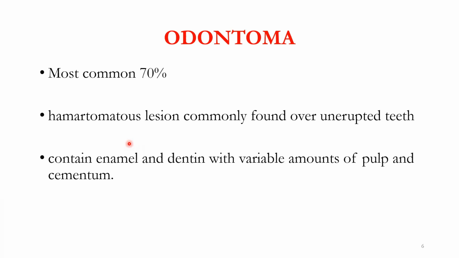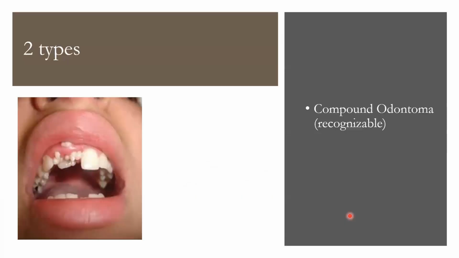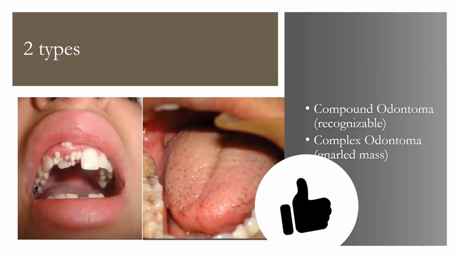It contains enamel and dentin and some amount of pulp and cementum. So it contains all the hard tissues, that is enamel, dentin, and cementum, as well as pulp. But depending on how they are arranged, it is classified into two types, that is compound odontoma, where the structures are very recognizable, meaning tooth-like structures. And the next type is complex odontoma, where you will just see a gnarled mass of hard tissue. So let's discuss each one of them separately.